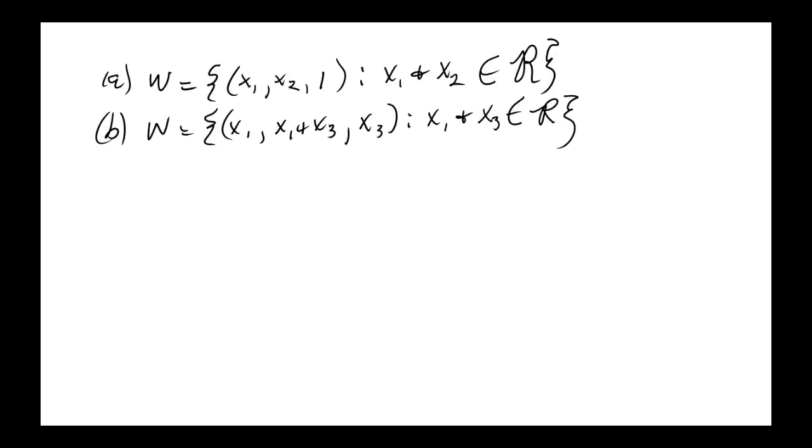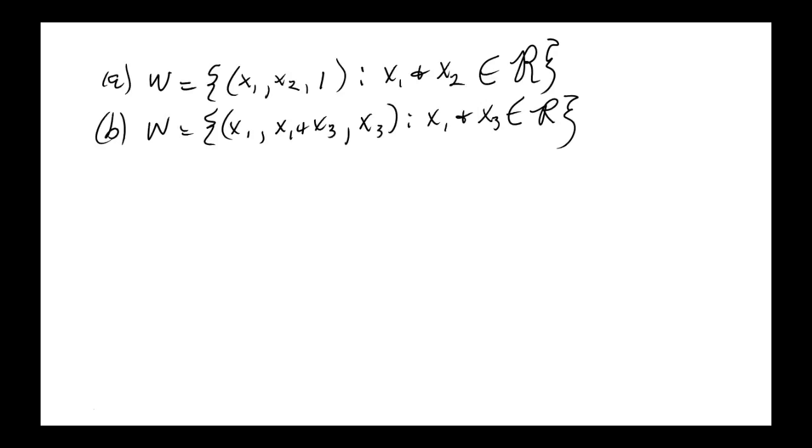Another way is that it doesn't obey either the addition principle or the scalar multiplication principle. If you added two vectors, a1, a2, 1 plus b1, b2, 1, you get a1 plus b1, which is okay, a2 plus b2, that's okay, but then you get 2, and 2 would not be in that space. Nor does it obey scalar multiplication, that any c times this vector would also be in the space.